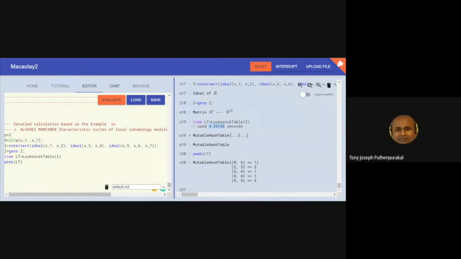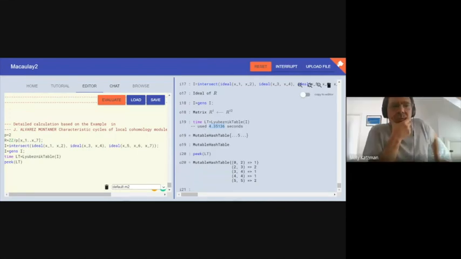Any other questions? Yeah, I have a question. The Lyubeznik numbers were with respect to two iterated local cohomologies. Whether this can be done if you iterate once again, will the Macaulay program work?